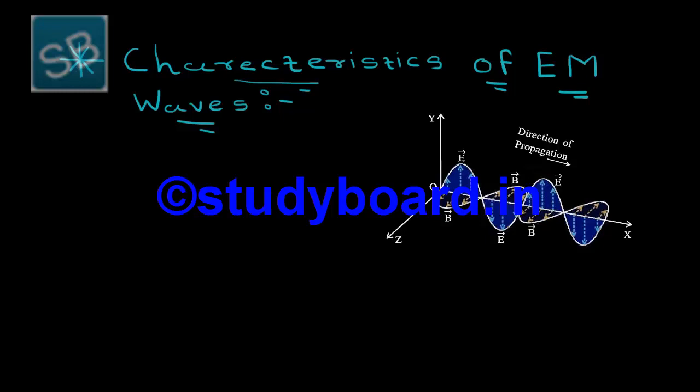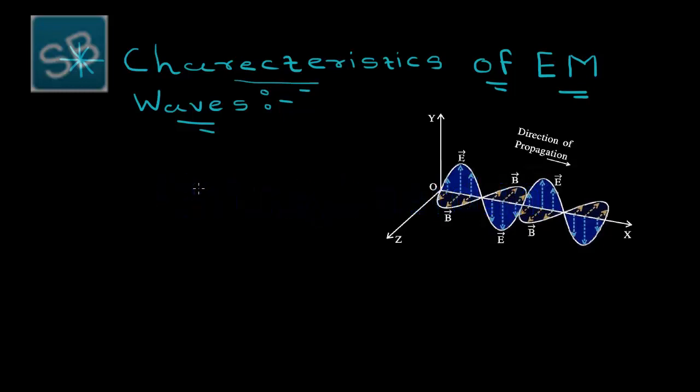Let's move on to the new article, that is characteristics of electromagnetic waves. And this is the same figure we observed when we determined the directions of electric and magnetic fields. Here the direction of propagation is perpendicular to E cross B. So it is perpendicular to E as well as to B.